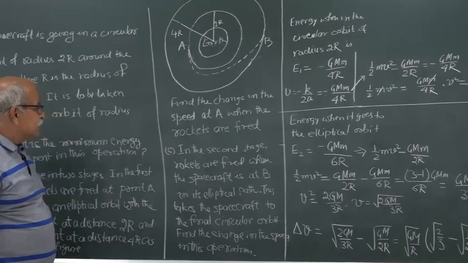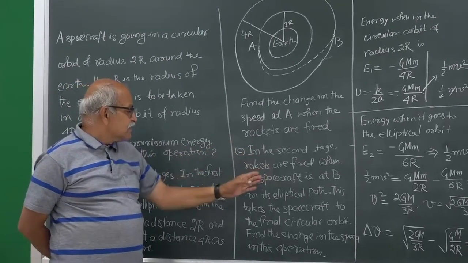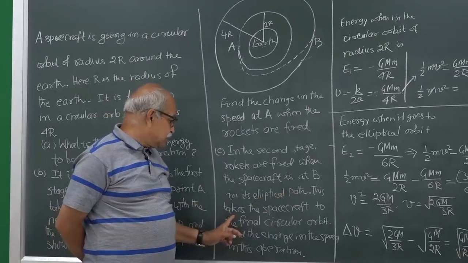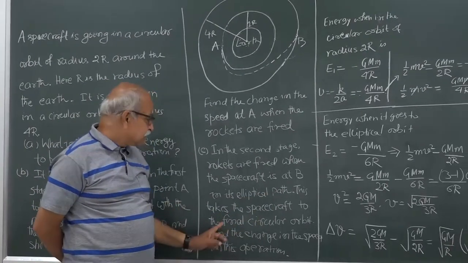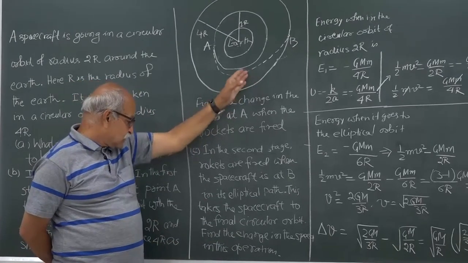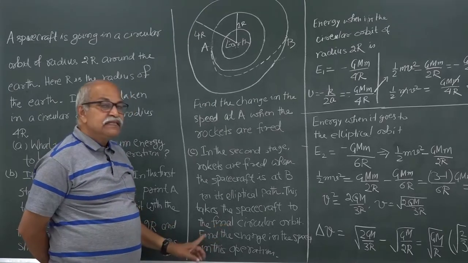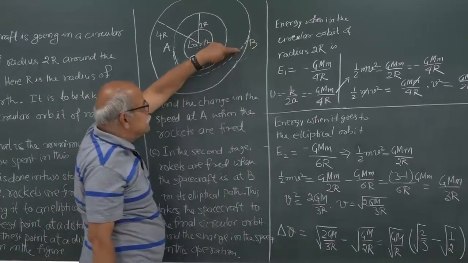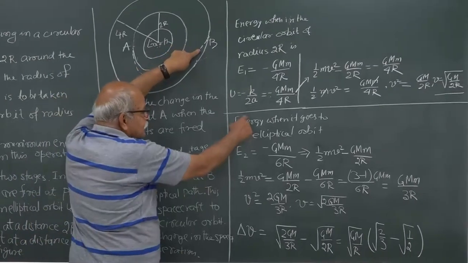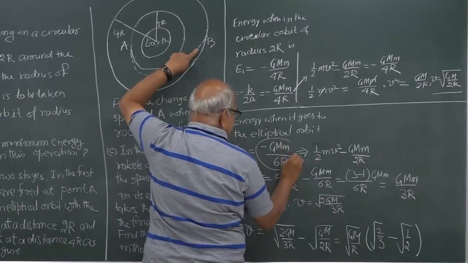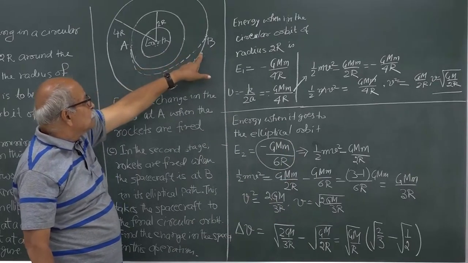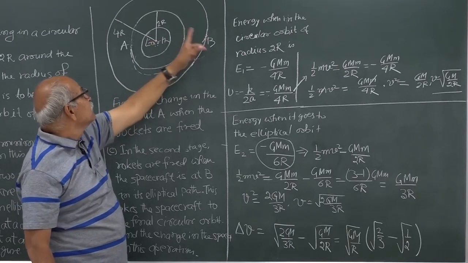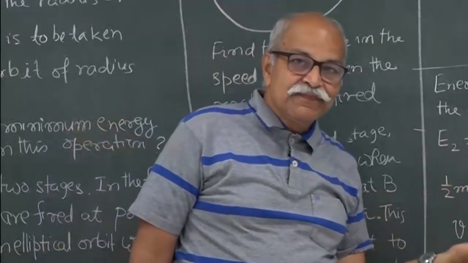Alright. So that is part B. Part C. In the second stage, rockets are fired when the spacecraft is at B. Here, the rockets are fired in its elliptical path. This takes the spacecraft to the final circular orbit, that means to this final circular orbit of radius 4r. And again, you have to find the change in the speed in this operation. So, exactly similar procedure. You know how much is the total energy when it was in the elliptical orbit before firing the rockets, and when it goes to the circular orbit, what is the energy now? You know that the radius is 4r, so it will be minus k by 2a. You can use that and you get the change in the speed.